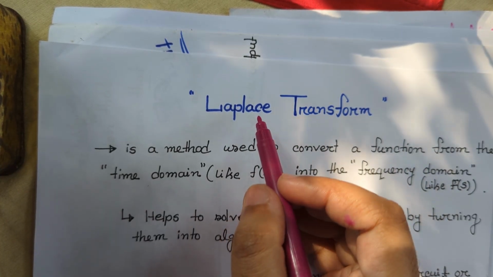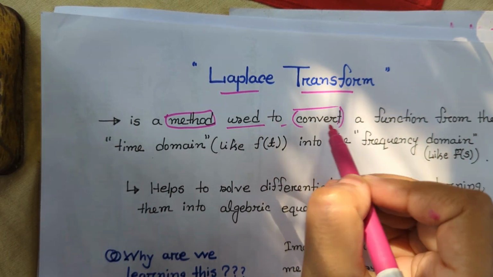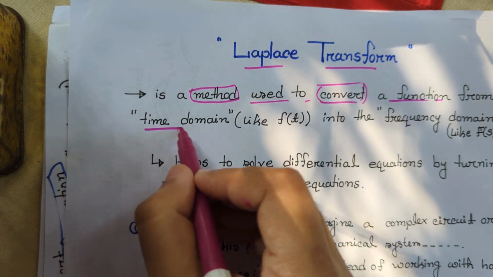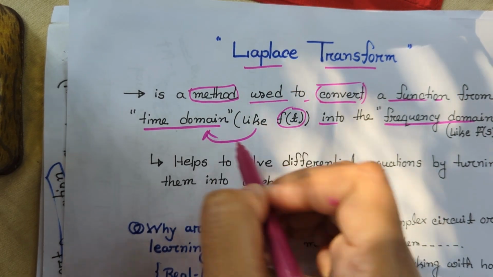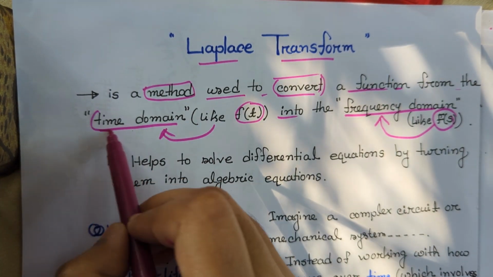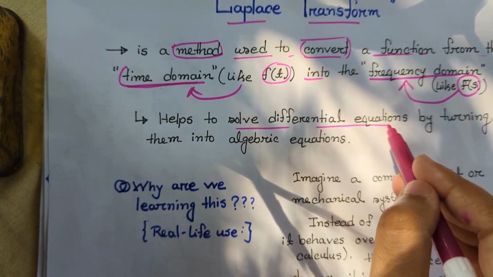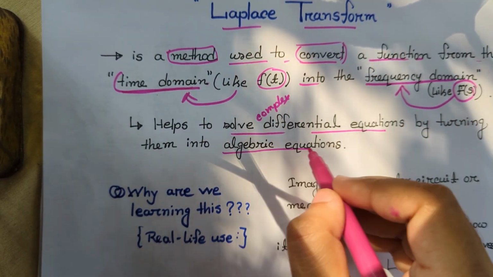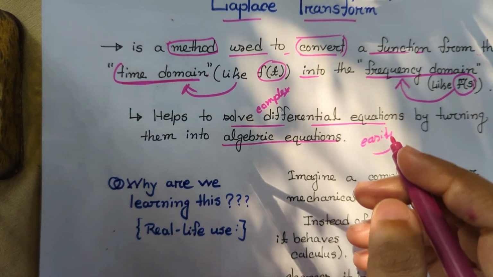Now let's see the Laplace transform. What is the Laplace transform? The main operation of this Laplace transform is to convert a function from a time domain signal into a frequency domain signal. Suppose f of t is a time domain signal and f of s is a frequency domain signal. So what does this Laplace transform do? It converts the time domain signal into a frequency domain signal. This transform also helps to solve complex differential equations by turning them into algebraic equations which we can solve easily. So it makes solving our equations easier.